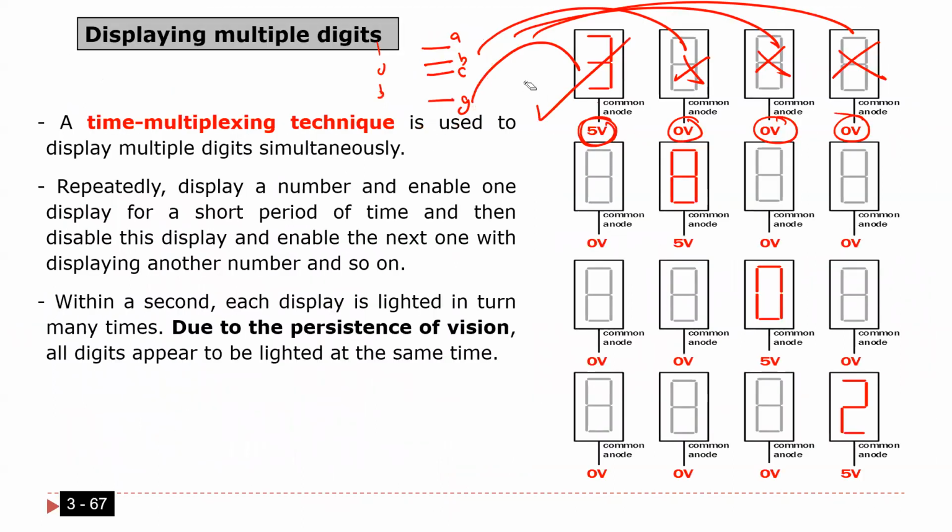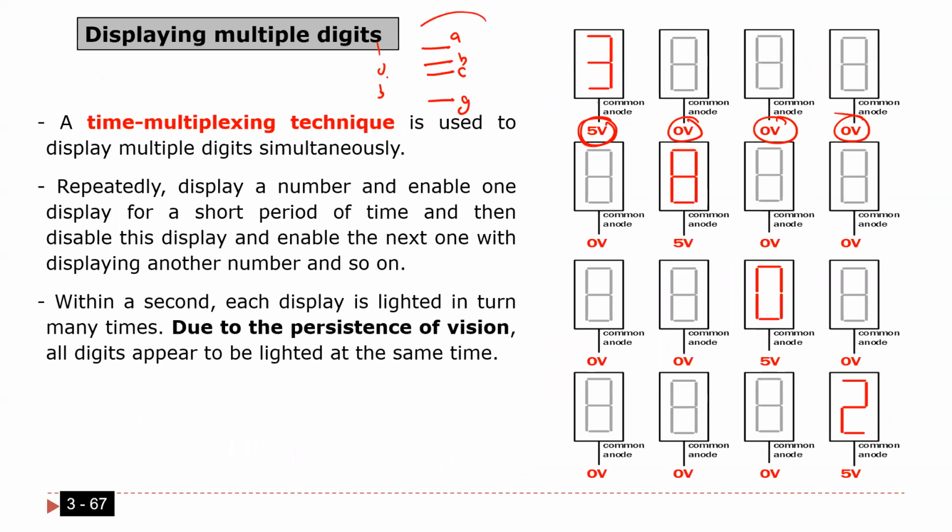So now this I have here. This one is connected to all of them. So whatever number I want to display, I'm going to turn some segments on and off. And then when I disable this one, this one is going to come to here, and the other ones are off.